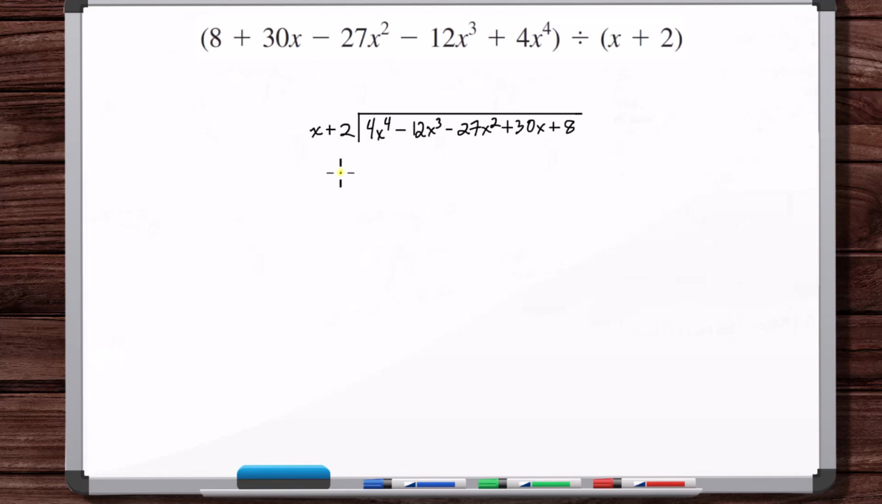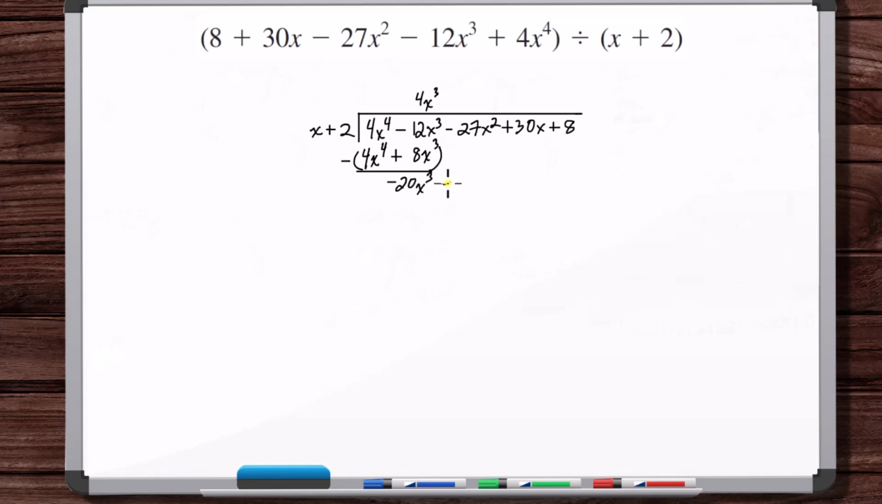Okay. So now 4x to the fourth divided by x is 4x cubed. Line these up here. 4x cubed times the whole divisor is 4x to the fourth plus 8x cubed. Okay, 4 minus 4 is 0. Minus 12 minus 8 is minus 20.